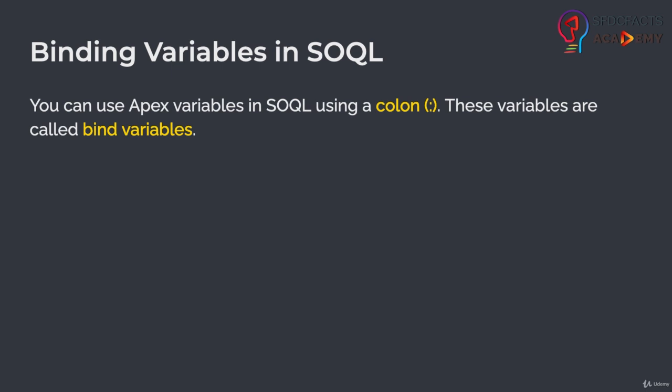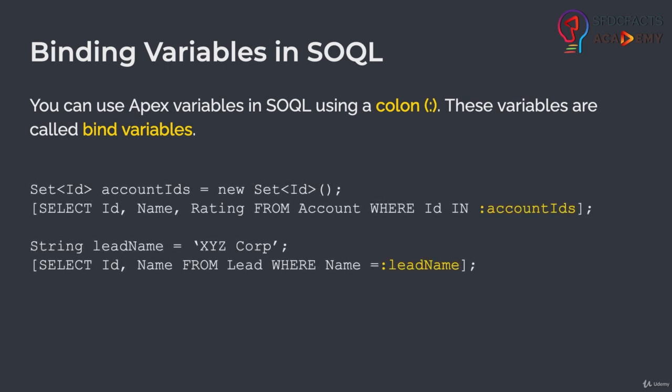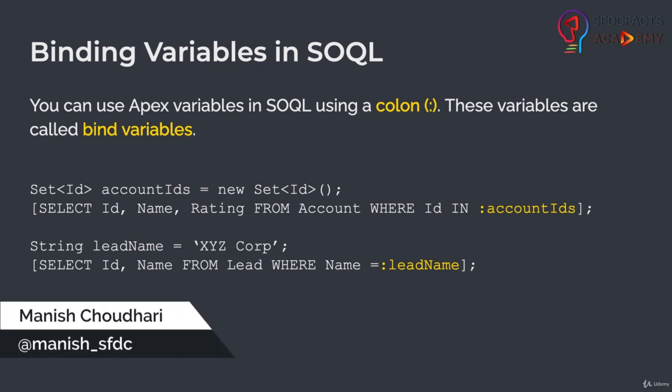You can use your Apex variables in SOQL queries using a colon, and these types of variables are called bind variables. This is very helpful as generally you store your data in a list or set or maybe in some other data type variable, and using these variables directly in a SOQL query makes your query short and easy to read. For example, I could have a set of account IDs where let's say there are like 100 plus account IDs that are stored in this set, and now I can directly use this set in my SOQL query using the colon.